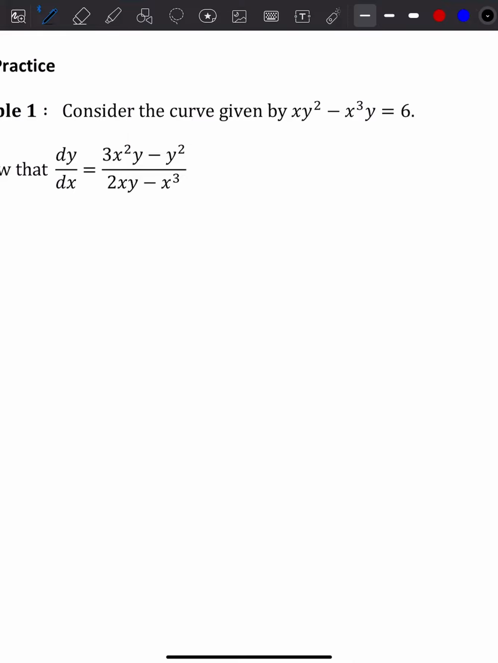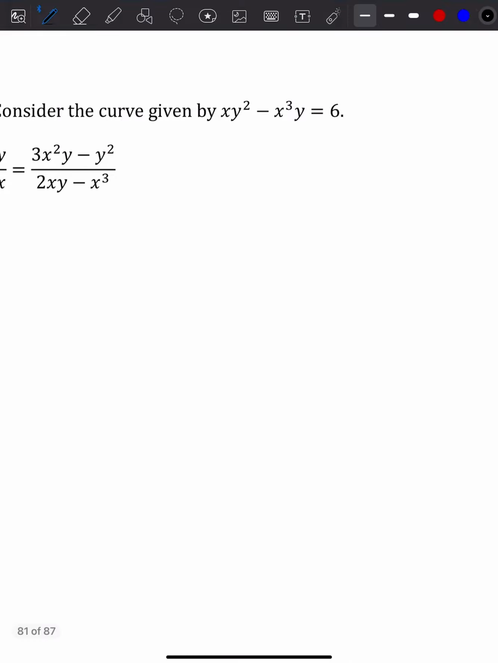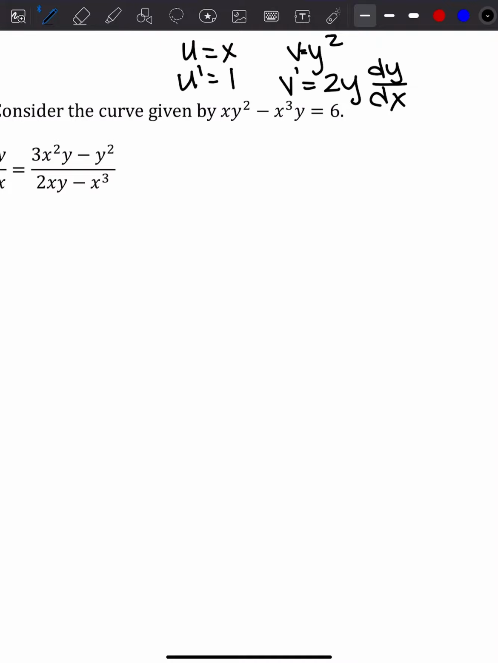So the first thing we're going to do is take the derivative of our equation with respect to x. If I look at this first piece here, I have x times y squared, so I need to use product rule. So u is going to be x, v is going to be y squared. So u prime is going to equal 1, and v prime, the derivative of y squared, is 2y, and because it's a y instead of an x, dy over dx.